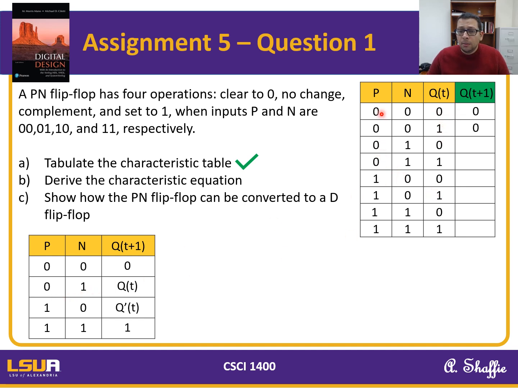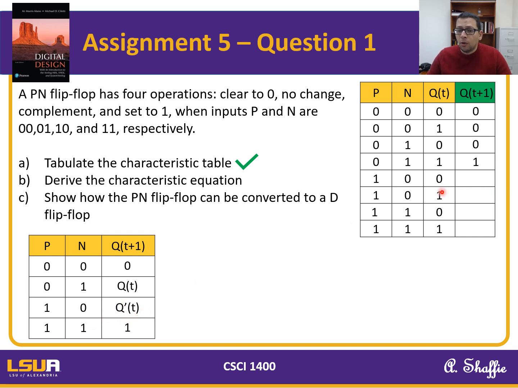When the inputs P and N are 0, 1, it means the next output will follow the current output. So what is the current output? If it is 0, the output will be 0. If it is 1, the output will be 1. If the inputs P and N are 1, 0, I expect that the output should be the complement of the current Q.